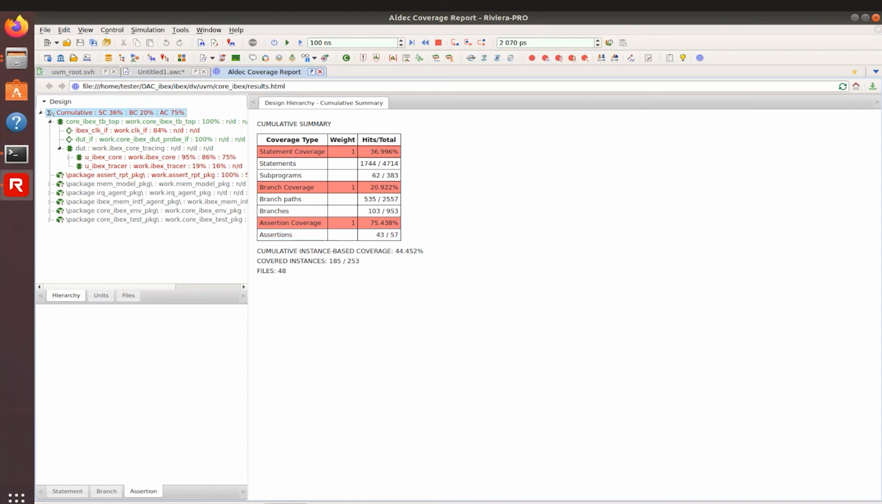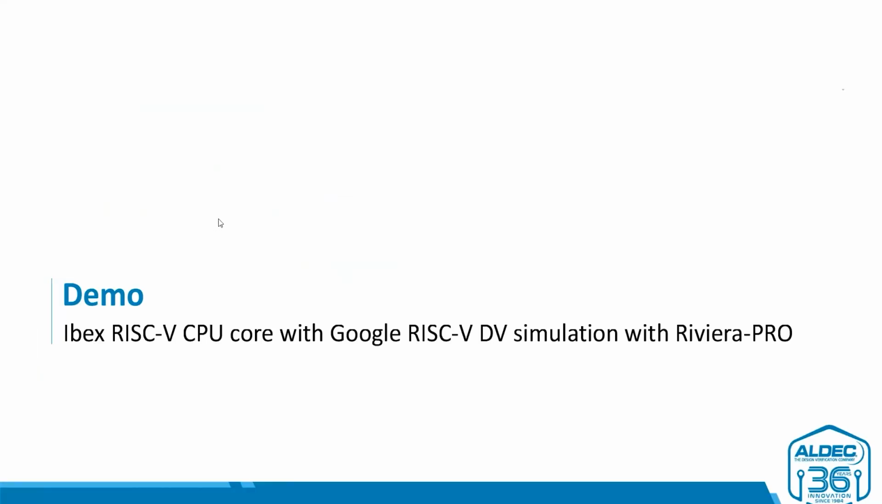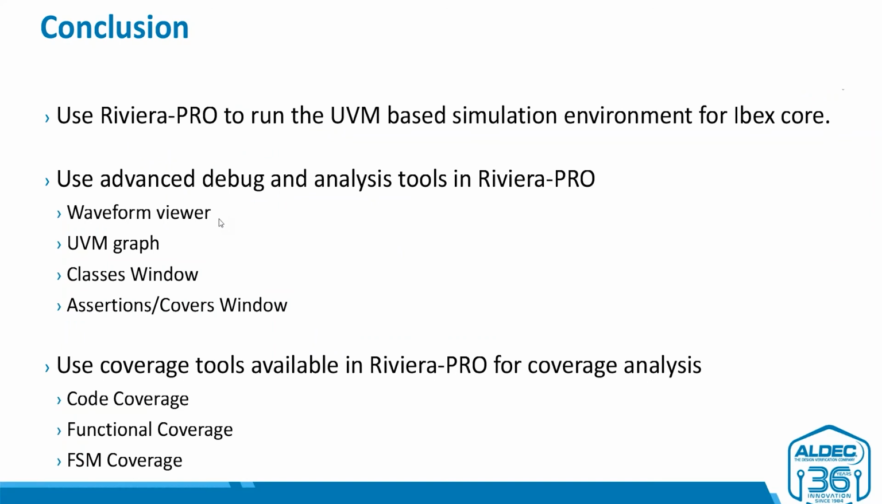So let's switch back to the slides so we can take a quick look at and wrap up the presentation. All right, so that was the demo, and now in conclusion, we can use Riviera-PRO to run the UVM-based simulation environment for the Ibex core, which is a RISC-V processor core, and we can use the advanced debug tools available inside Riviera-PRO to run and look at your waveforms.